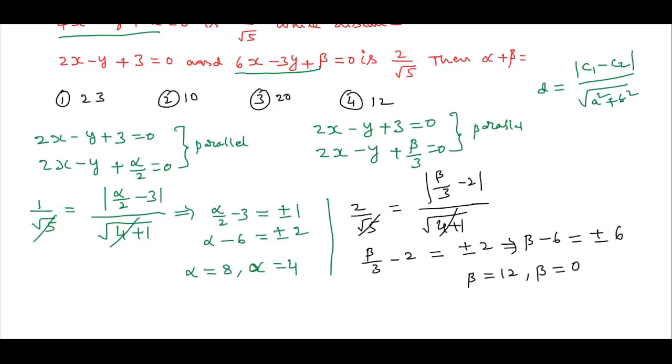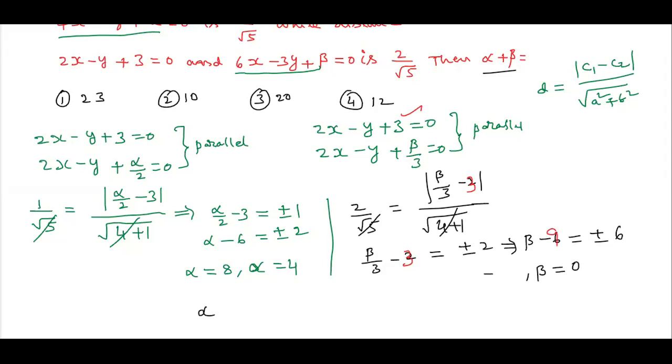Now they are asking alpha plus beta. Take that one by one. What do we get? Alpha value is 8. One second. Here, see that small correction. 3, 3 is there now. Here also 3. Here 9.